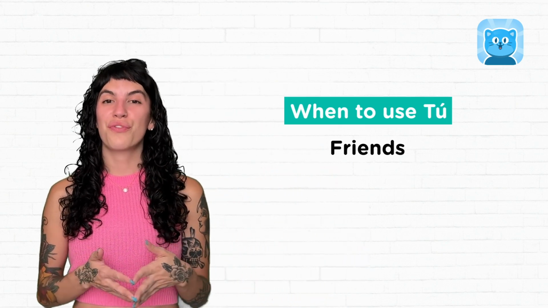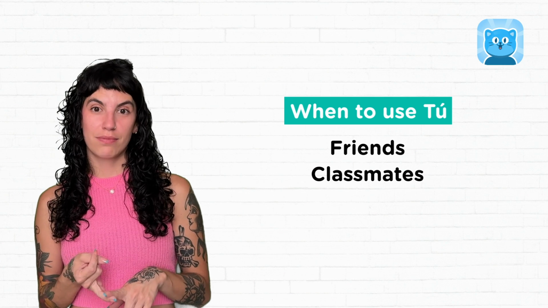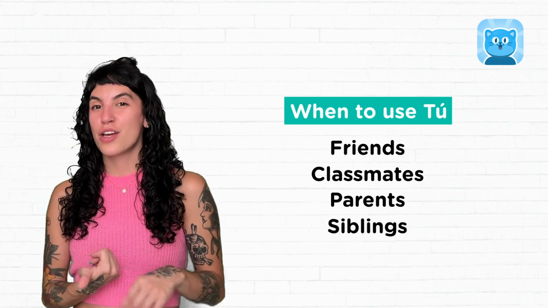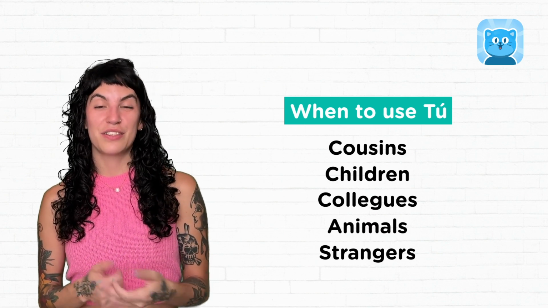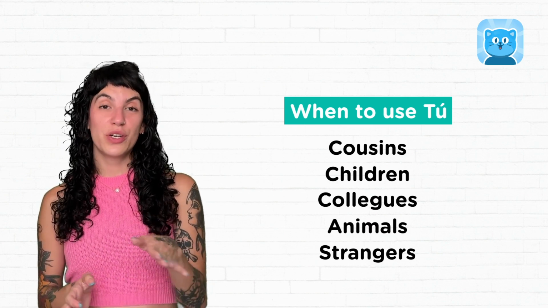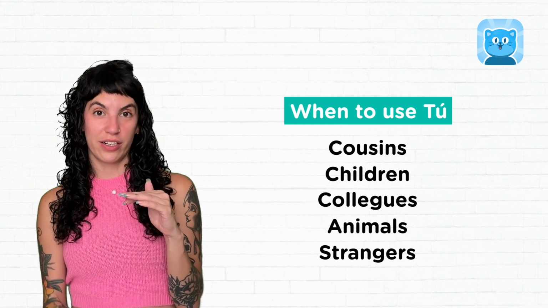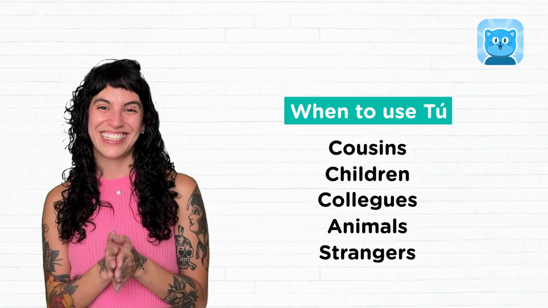But there is to say that in some countries, in Latin America for example, or even in some states here in Mexico, people would use usted to show some respect to elderly family members, a grandmother or mother for example, so just watch out for that, okay? You can generally use tú to refer to your friends, classmates, parents, siblings, cousins, children, colleagues, animals, strangers. Well, strangers if they are your age or younger, right? If they're older, then you would not use it.